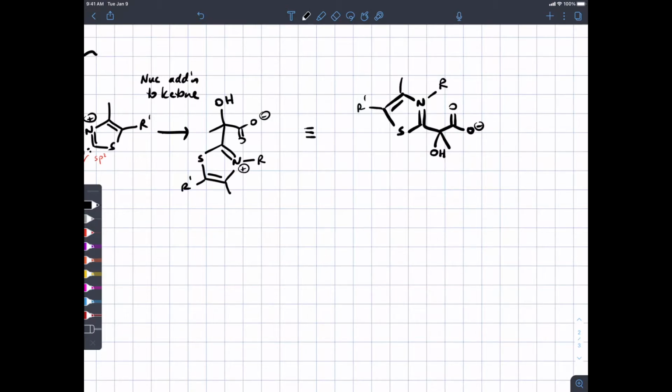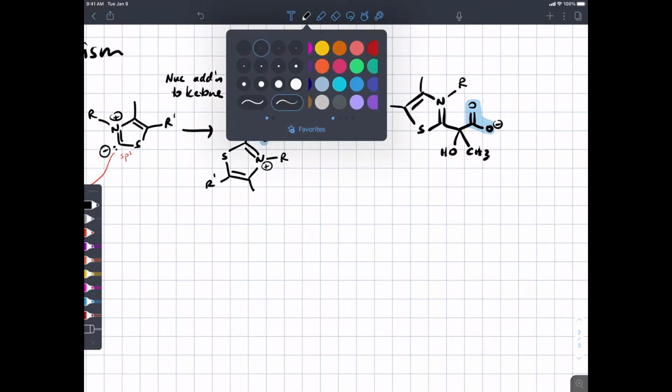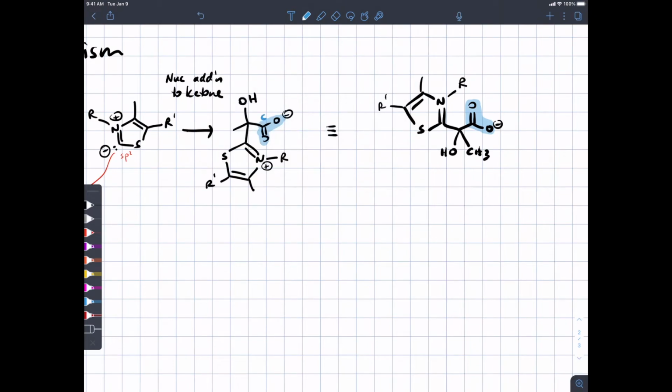Now go and convince yourself that I haven't done anything illegal or untoward. Okay, do you see here's the carboxylate group. Carbonyl carbon, alpha carbon. We could even now call this carbon from thiamine the beta carbon.